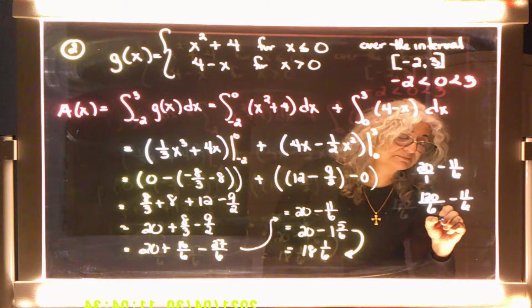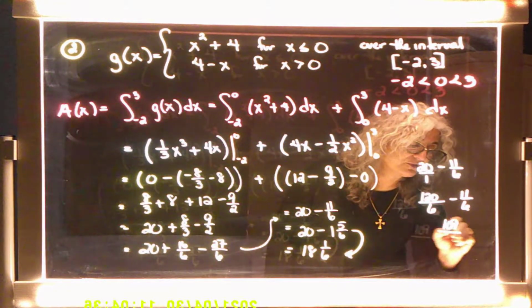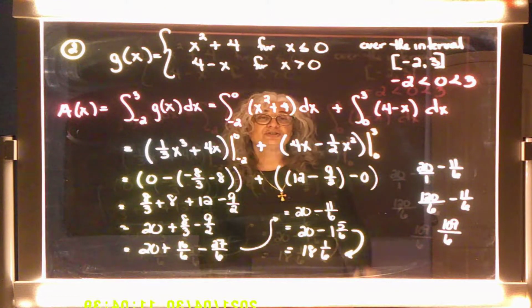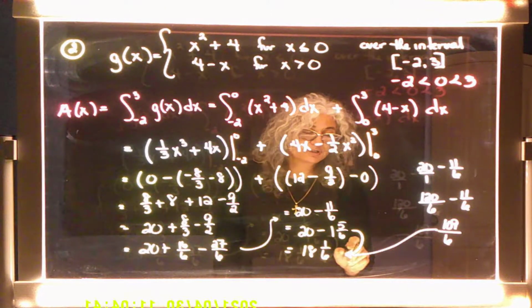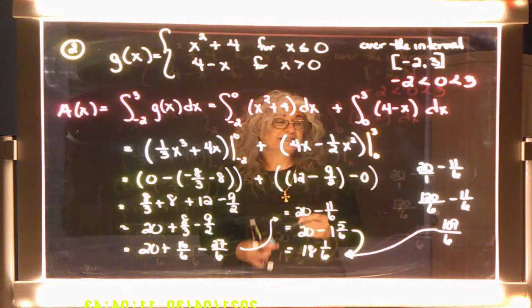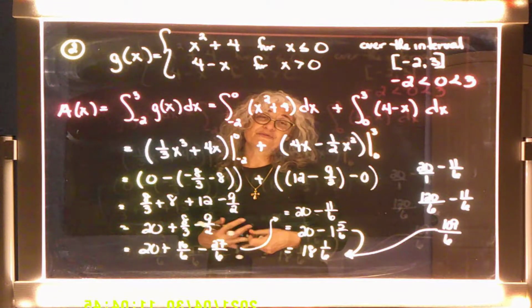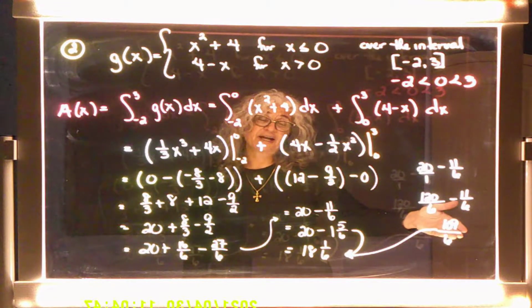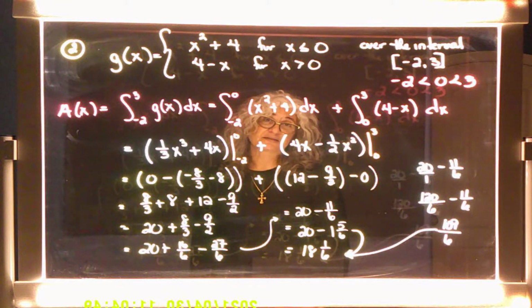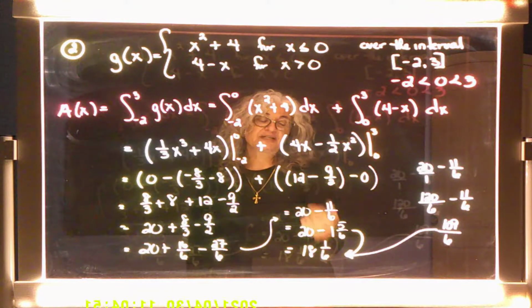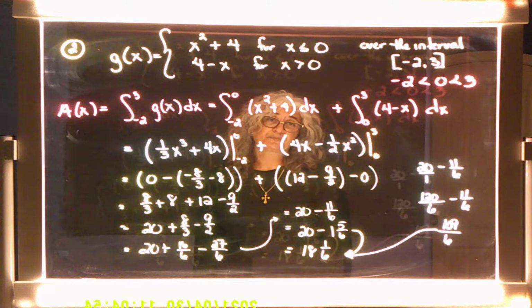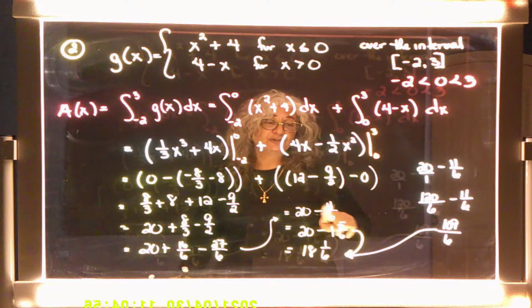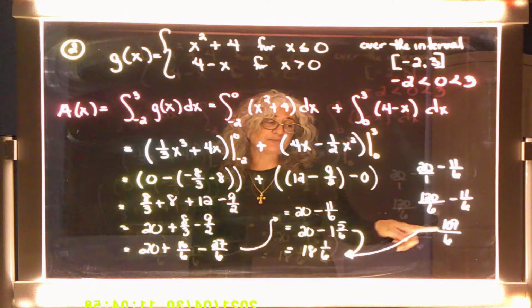Subtract, what do you get? Good, 109/6. And when you convert that to a mixed number, you will get 18 and 1/6. So if they want the answer as a fraction, 109/6. If they want the answer as a mixed number, 18 and 1/6. So either way you figure this out, you get the same answer.